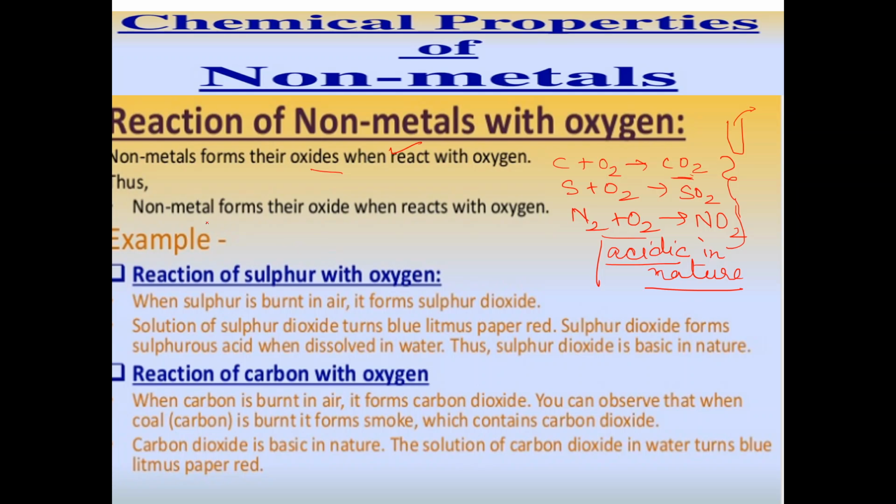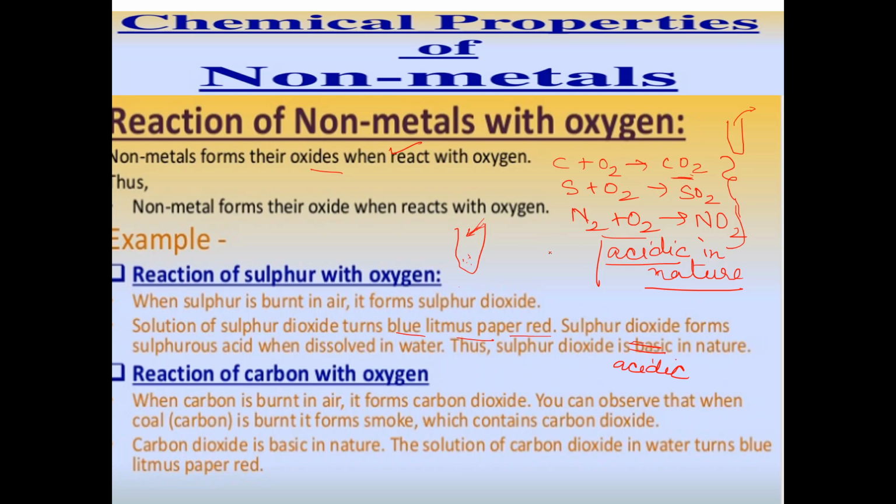Solution of sulfur dioxide, if you don't have it, you can bring moist litmus paper. In a test tube you can take sulfur and heat it. So what will happen? Sulfur dioxide forms, and bring a moist litmus paper near the mouth of the test tube, it will turn red. So blue litmus paper is turned red, it means sulfur dioxide is acidic in nature.